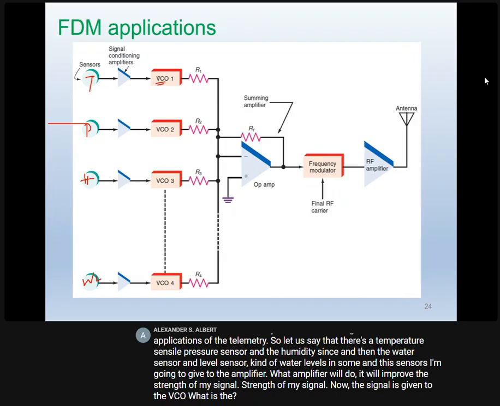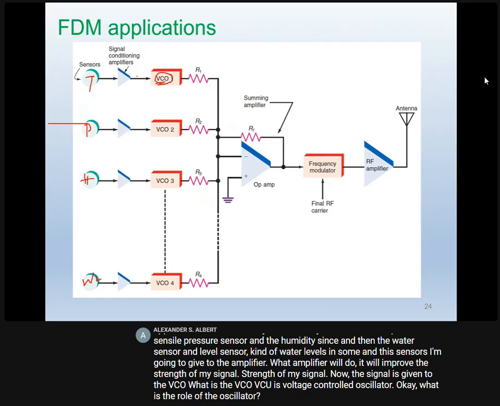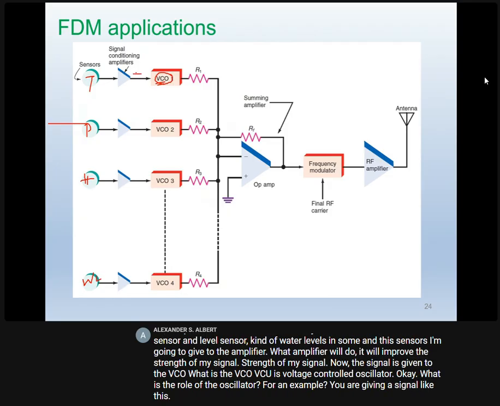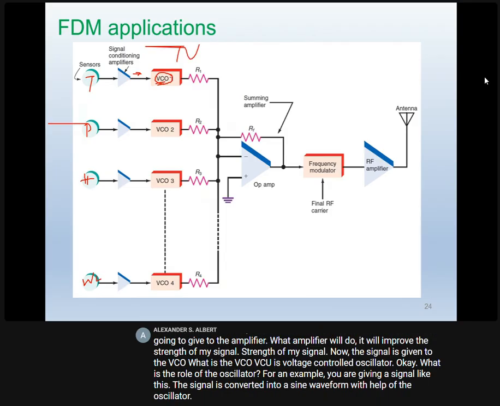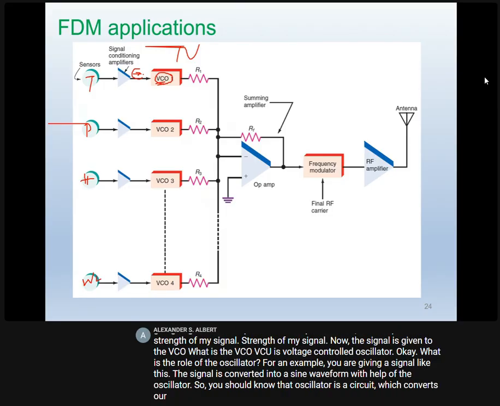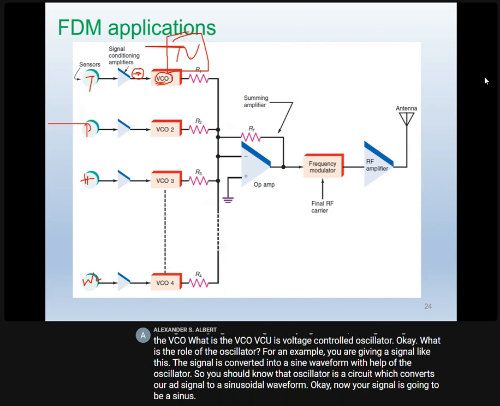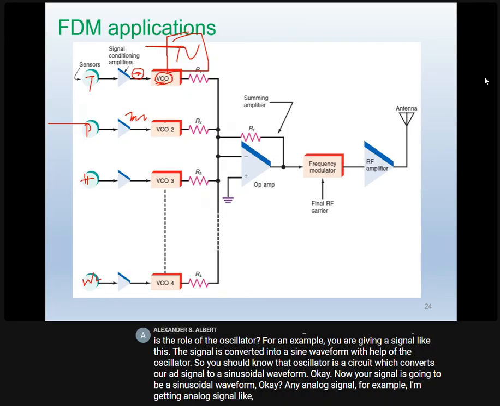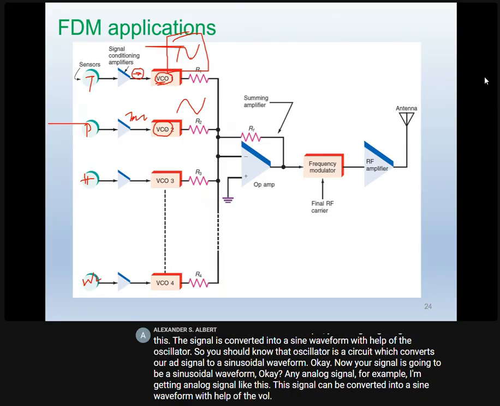What is meant by VCO? VCO means voltage controlled oscillator. What is the role of the oscillator? For example, you are giving a signal like this. This signal is converted into a sine waveform with the help of the oscillator. You should know that an oscillator is a circuit which converts any signal to a sinusoidal waveform. Any analog signal, for example, like this, can be converted into a sine waveform with the help of the voltage controlled oscillator.